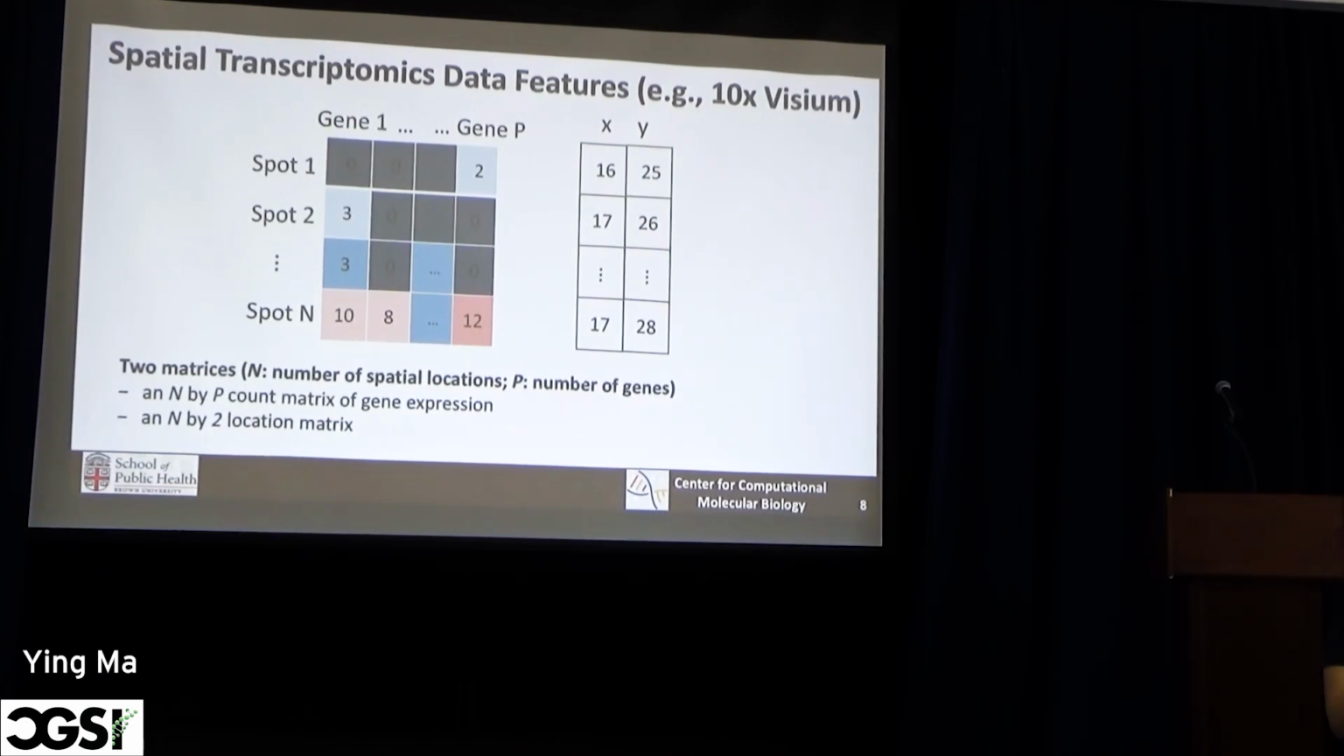Correspondingly, because of the capture area, you also know the spatial coordinates in the 2D array, so you will also get this 2-dimensional spatial relationship. So those are the typical 2 data matrices we will get from any spatial transcriptomics technology. One is the gene expression data, and the other is the corresponding spatial coordinates information.